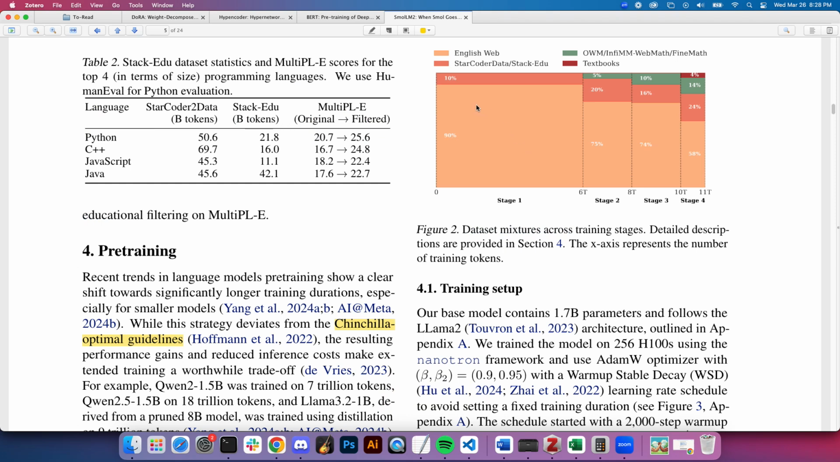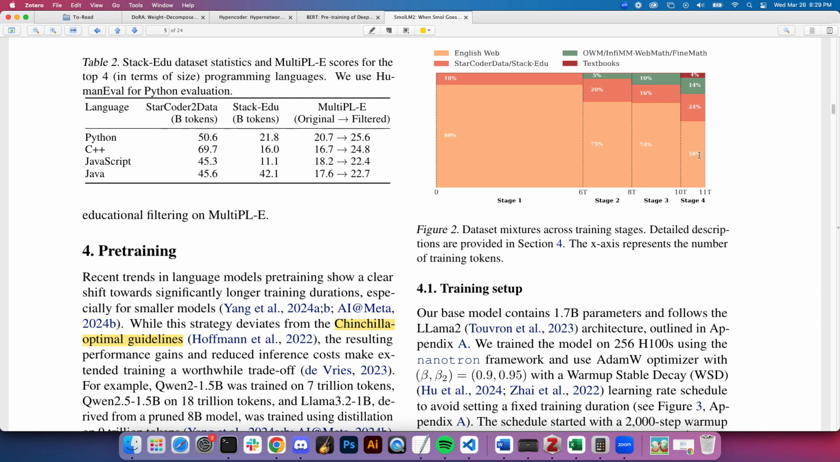So stage 1: 90% English web, 10% StarCoder data, StackEDU. Then stage 2, they increase StarCoder data, StackEDU, and introduce their math datasets. Then they increase math and decrease code and English web. And at the final stage, they have textbooks, the highest amount of math across the stages. And then they actually increase the code again and the lowest amount of English web, but still dominating.